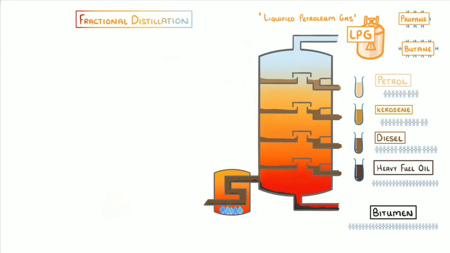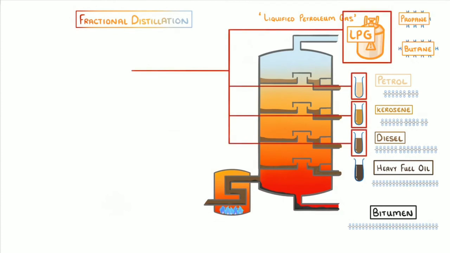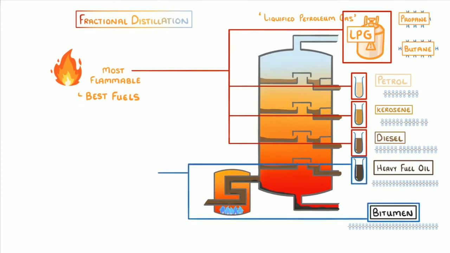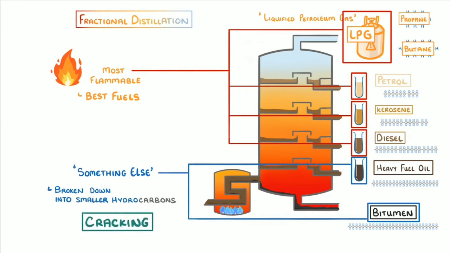If we compare these different groups or fractions, the ones towards the top, which are the shorter chains, are the most flammable, and so they tend to make the best fuels. Meanwhile, the longer chain hydrocarbons, here at the bottom, are often poor fuels, so are instead either used for something else, or can be broken down into smaller hydrocarbons in a process called cracking, which we'll take a look at in the next video.